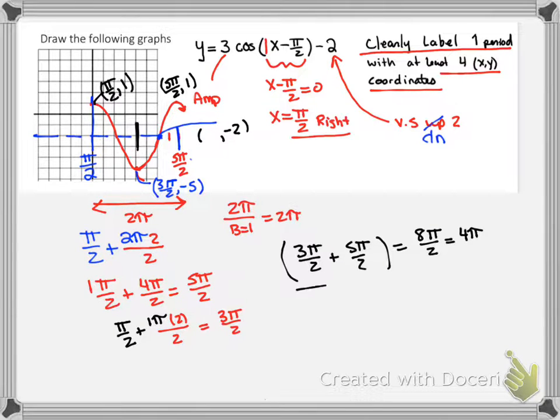But if I want an average, I have to divide it by 2. 4 pi divided by 2 is just 2 pi. So that's this x coordinate. Now we have our 4 points. We've drawn a perfect graph.